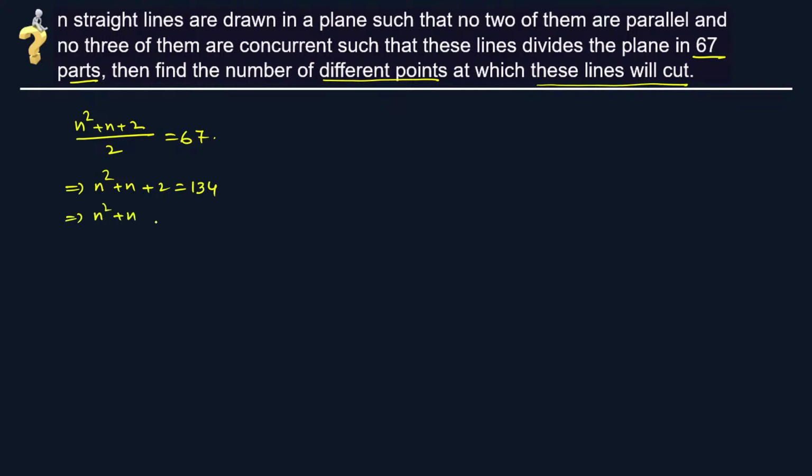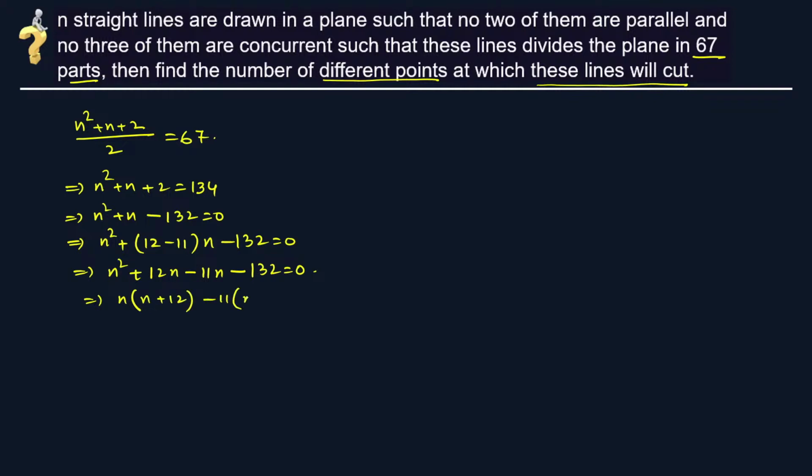So it is coming like n square plus n minus 132 equals 0. So now if I solve for n, what are we going to have? Factorize it. So simply go for middle term breaking. It will be n square plus 12n minus 11n minus 132 equals 0. So n into n plus 12 minus 11 into n plus 12 equals 0. So n plus 12 into n minus 11 equals 0, which implies either n is minus 12 or 11. Minus 12 is not possible. Therefore, your n is 11. Is it clear to all of you? So we got that n, the total number of lines on the plane such that the plane has been divided into 67 parts, is 11. Is it clear?